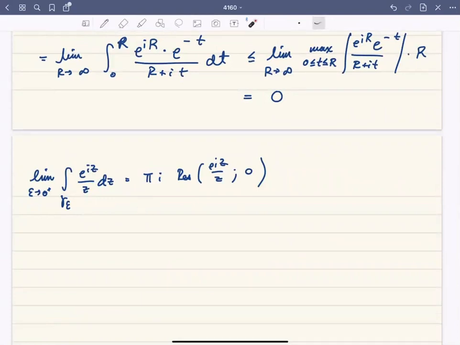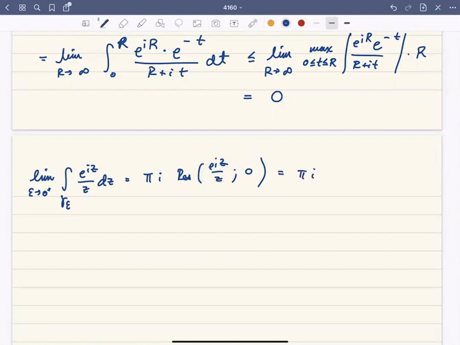If you just write out the Laurent series expansion, it turns out all you need to know is the residue. The residue of e to the iz over z is going to be 1 as z goes to 0, because you multiply by z, that cancels with the z there, and then plug in z equals 0, you get 1. So this is pi times i.